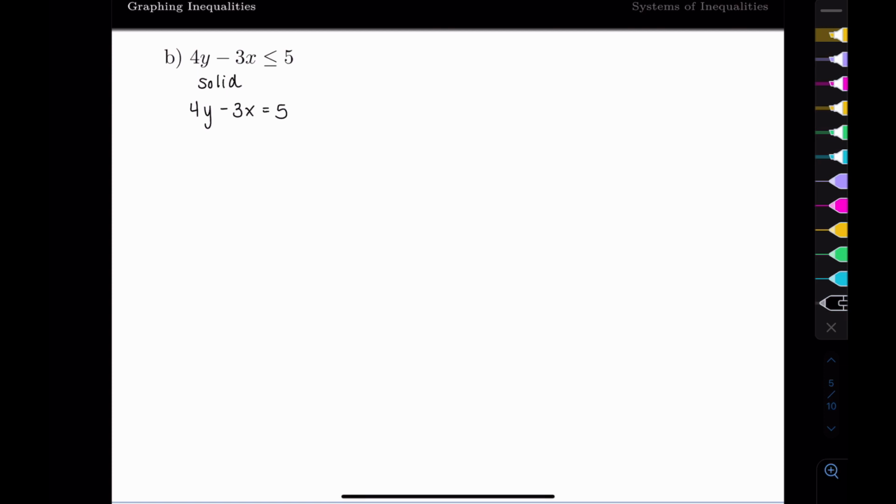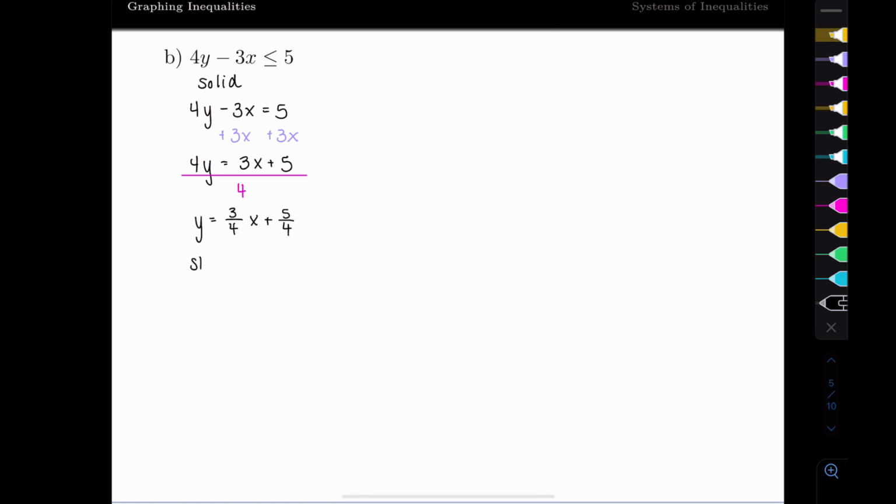So to be able to graph this, I've got to put this thing in slope-intercept form. So I've got to get y equals mx plus b. So we go ahead and we add 3x to the other side. This gives us 4y equals 3x plus 5. And then we go ahead and divide everything by 4. And our line is y equals 3/4 x plus 5/4.